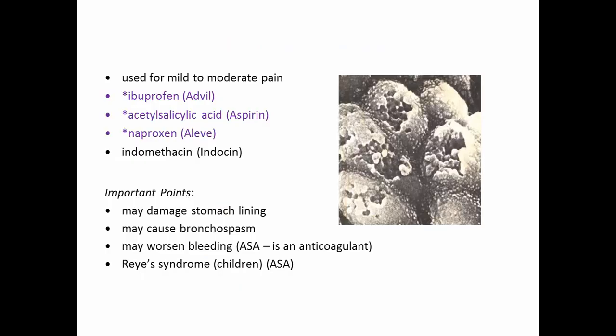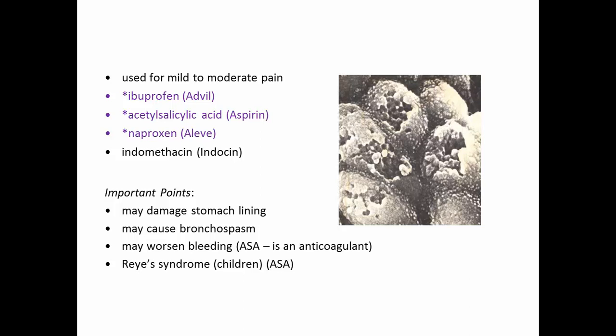So NSAID drugs are used usually for temporary relief of mild to moderate pain. This includes things like ibuprofen, acetylsalicylic acid, naproxen, indomethacin. I would like you to know those specific drug names, the ones that have asterisks here in purple. And again, important points: especially if they're used in large doses, or if you exceed the maximum dose, or if you use them for long periods of time, then the stomach lining can be damaged.